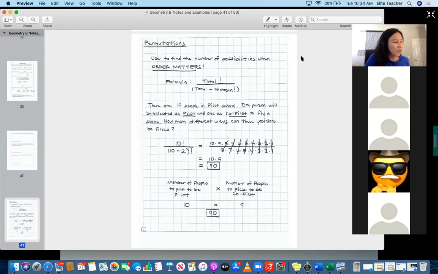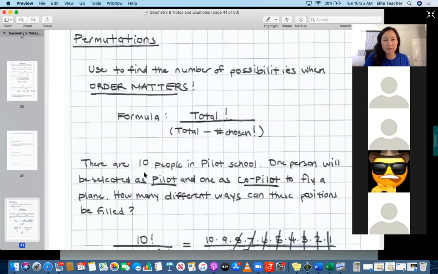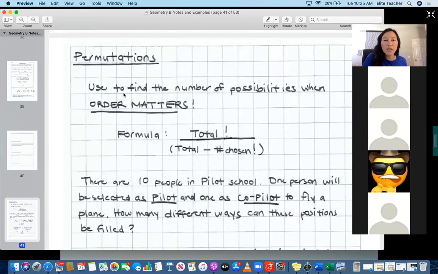Were you able to screenshot or take a picture of the notes really quick? Yeah. Okay, so let me just explain them really quick. Permutations we use to find the number of possibilities when order matters. The formula is we do the total factorial divided by the total minus the amount that you are choosing, factorial.